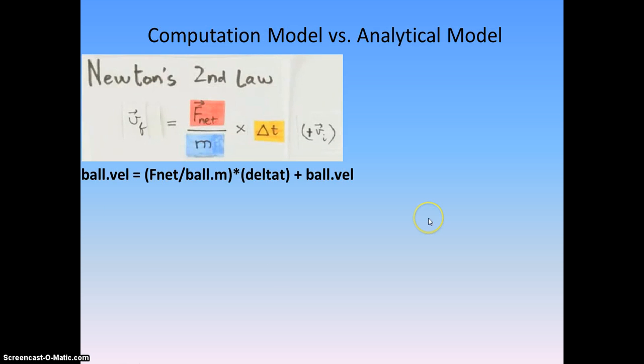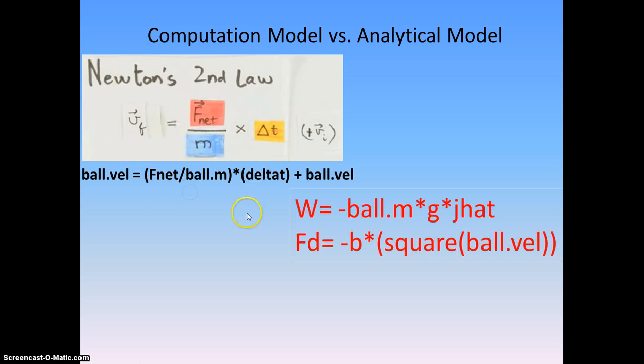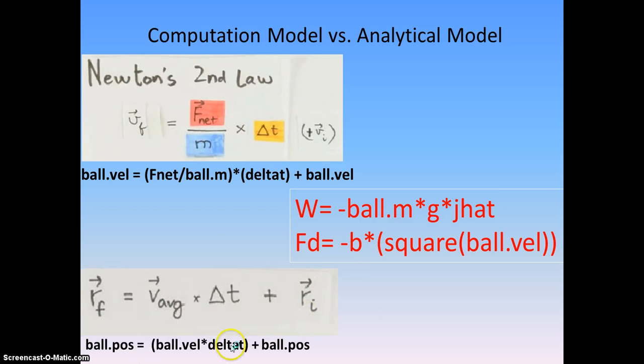Here, similar to what we've used in prior videos, we're going to be using Newton's second law. This is the Python code for it. The big thing to note here is that our net force is going to be composed of our weight force plus our drag force. And this drag force is going to be proportional to the square of our ball's velocity. That's very important. It's also going to be pointing in the opposite direction of our ball's velocity. That's why we have that negative there.